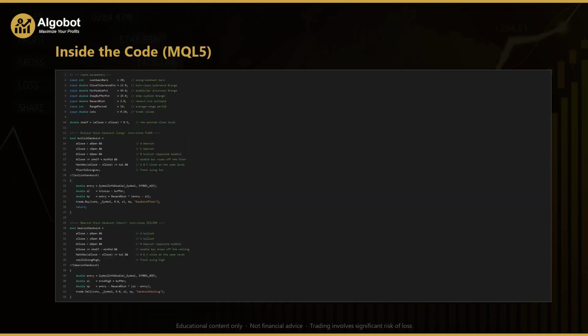Let's look at how this reads in MetaEditor. At the top are the input parameters.